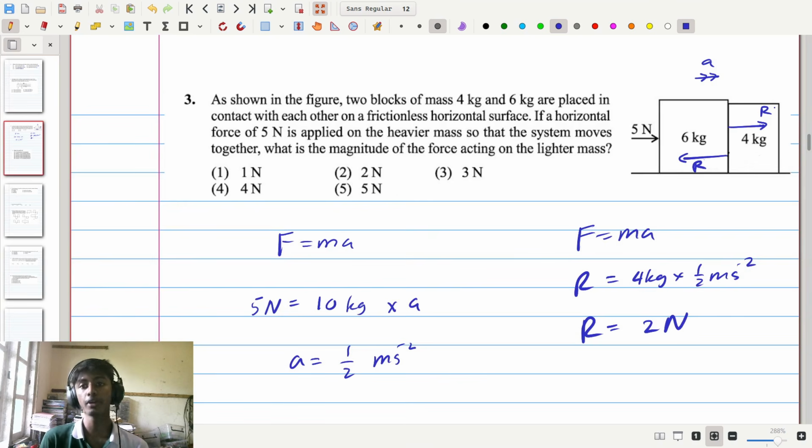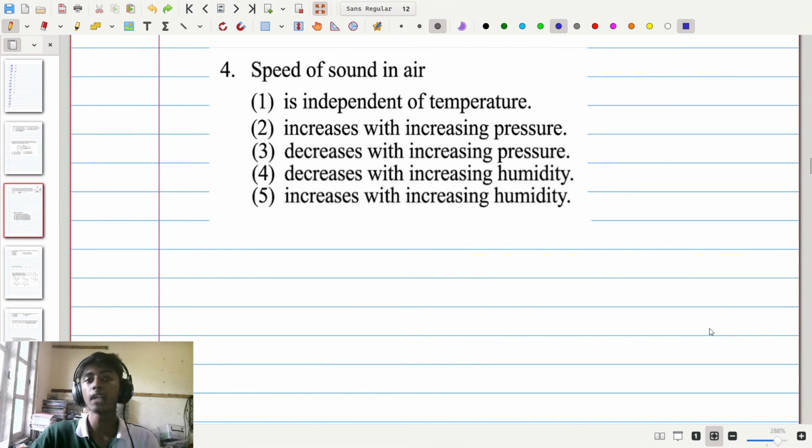So therefore, the force here acting on the smaller block is equal to 2 newtons, which is what the question is asking, and therefore the answer here is 2 newtons. Now moving on to question number 4. Question number 4 says the speed of sound in air and gives us 5 answers.